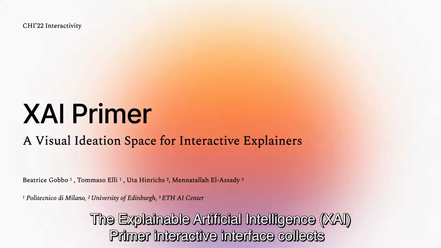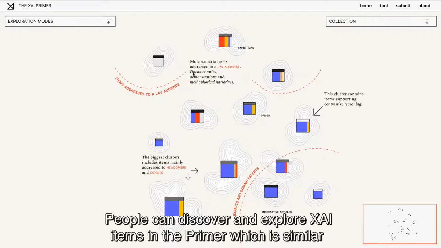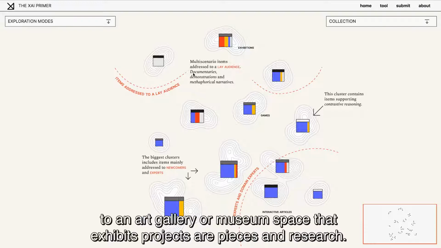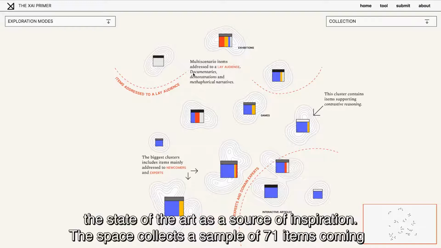The Explainable Artificial Intelligence Primer interactive interface collects the strategies and applications to support designers in developing new explainable artificial intelligence projects. People can discover and explore XAI items in the primer, which, similar to an art gallery or museum space, exhibits projects, art pieces, and research. Through serendipitous and open-ended exploration, designers can investigate the state of the art as a source of inspiration.